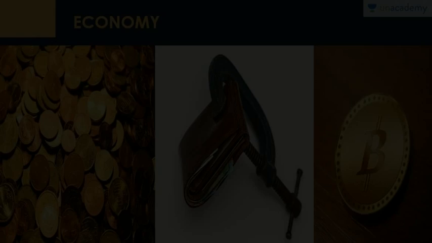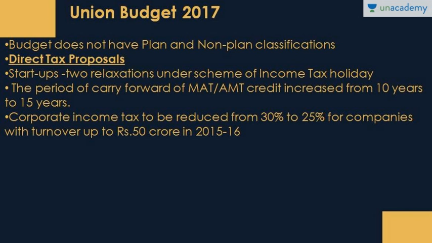Beginning with economics, firstly we have Union Budget 2017. Three main factors are the distinguishing factors of this year's budget. One is the advance presentation, approximately 1 month in advance. Then we have the merger of the rail budget and the general budget. And thirdly, the current year's budget doesn't have a separate plan and non-plan classification. So this is how this budget is distinguished.